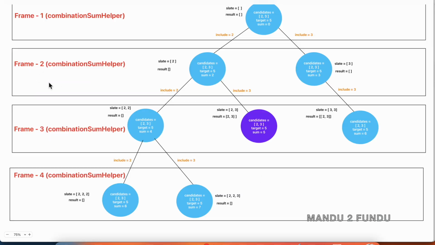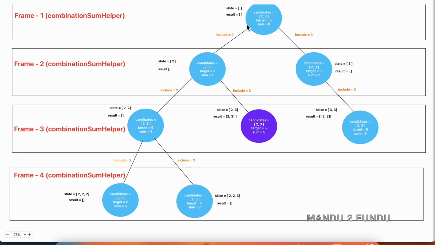So we backtrack from here and then we have one more number to include, which is 3. So when we include 3, that sum will be 7. So the slate will have 2, 2, 3. So 7 is greater than 5. So again we backtrack. And when we come here, we have to include the number 3. So when we include number 3, the sum is equal to 5. 2 plus 3, 5, and the slate has 2 comma 3. Okay, so now the target is equal to sum, so the slate will be added to the result. Okay, and then we return from here.